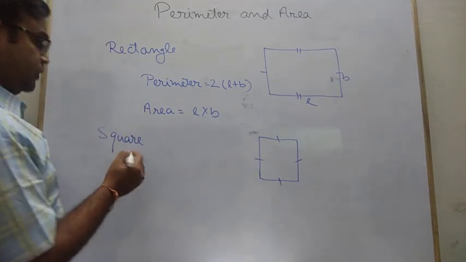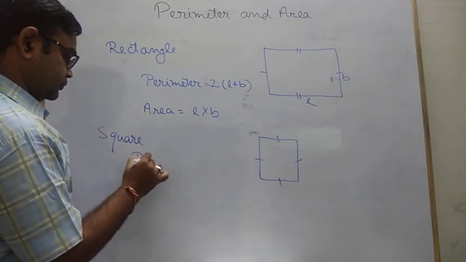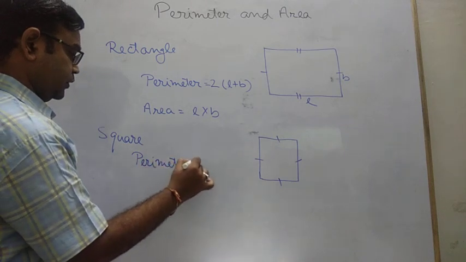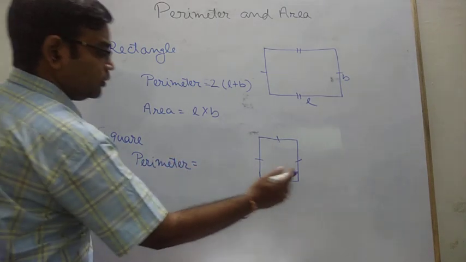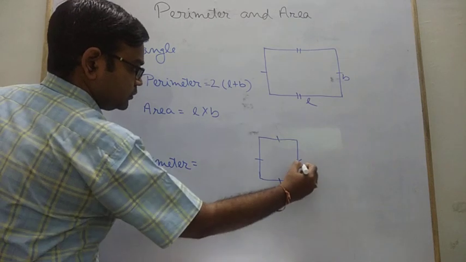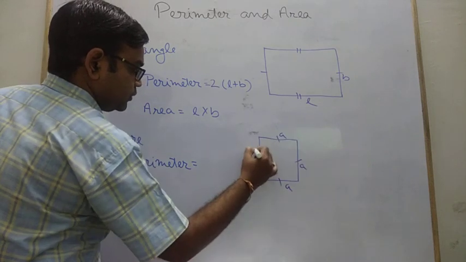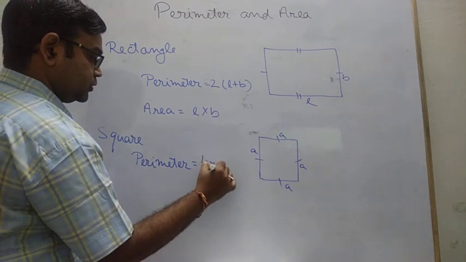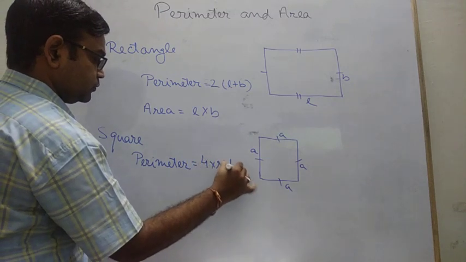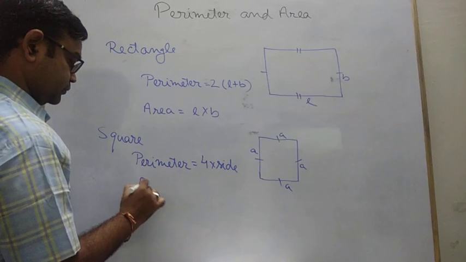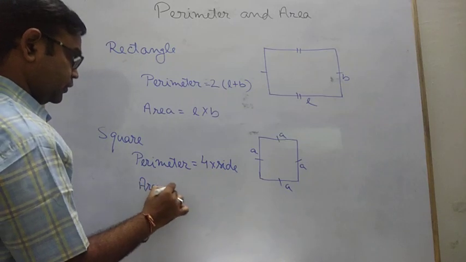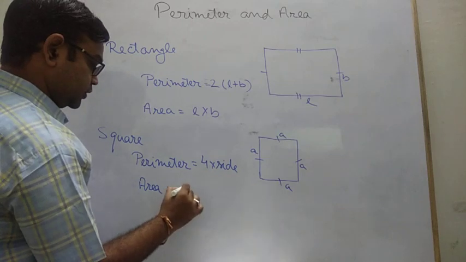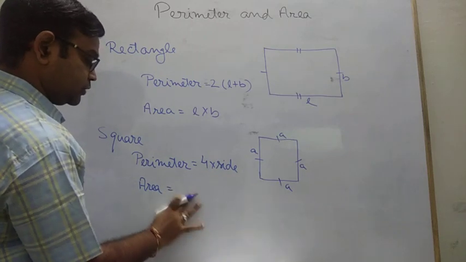So in case of a square, what is the perimeter? Perimeter means all sides, suppose equal to A. So the sum of all sides equals 4 into side. Area, as we know, is length into breadth, but here all sides are equal, so it's side square. Side into side, side square.